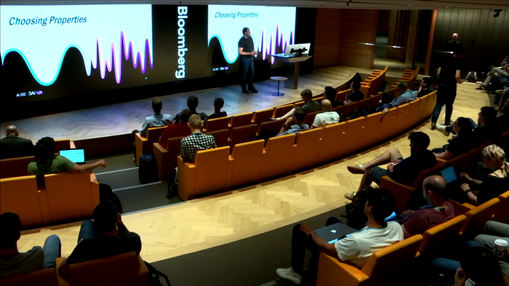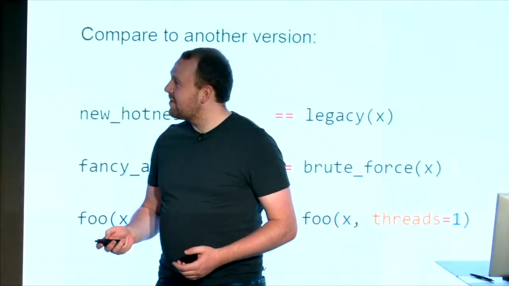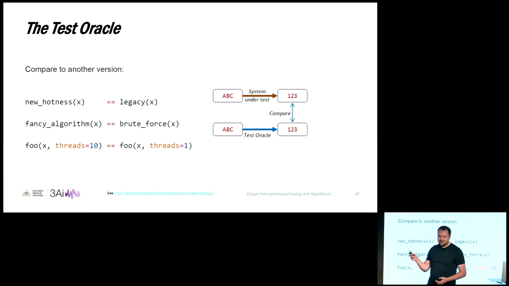So the second half of my talk is on how you find or choose properties that might reveal bugs in your code when you test them. So the classical one, which is fantastic if you have it, is called a test oracle, an implementation that you know gives you the right answer. So it's pretty simple. You test your version and you test their version with the same inputs and then you compare them. If it's the same, your version is correct, defined as the same as the other version.